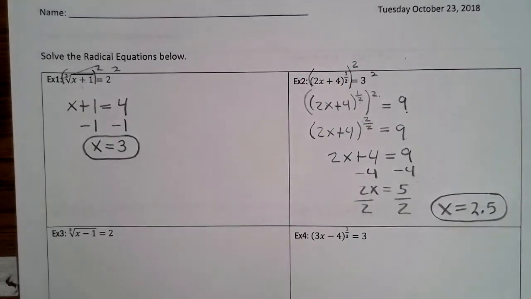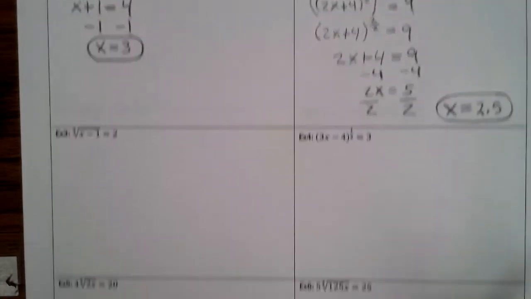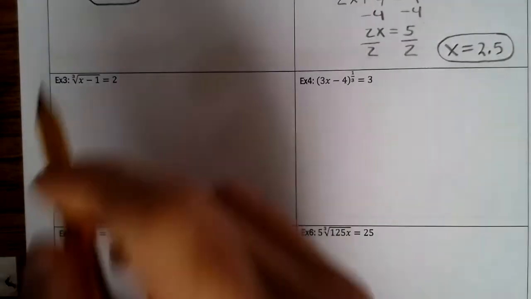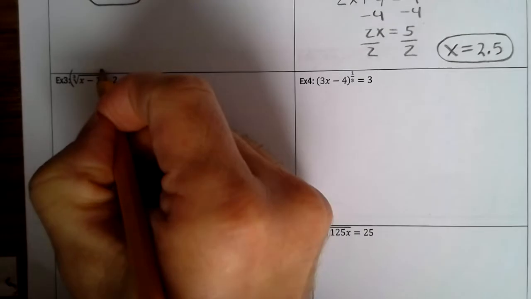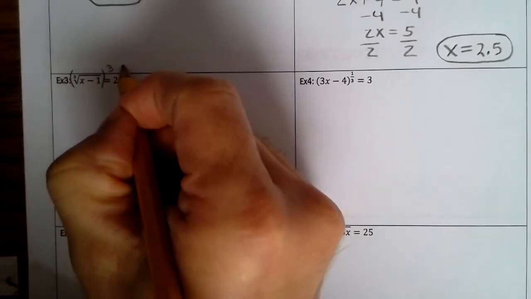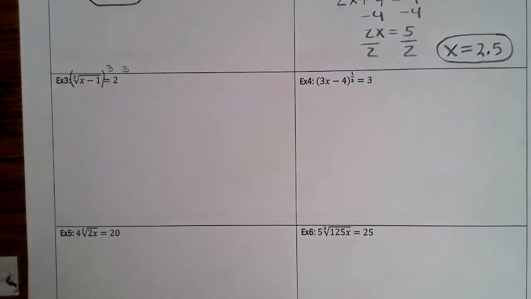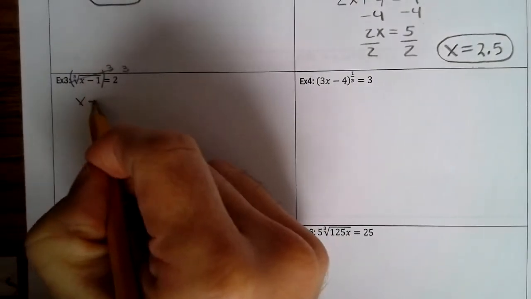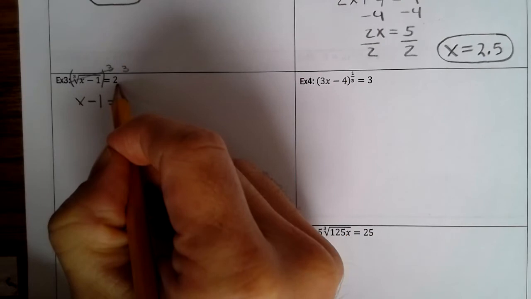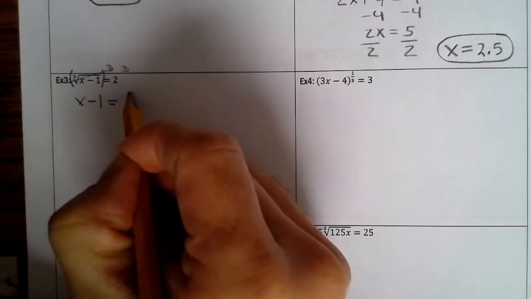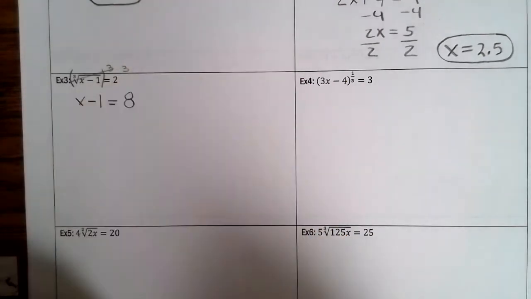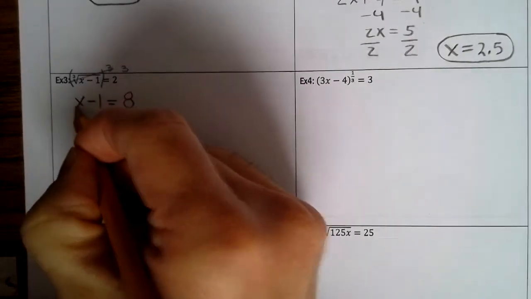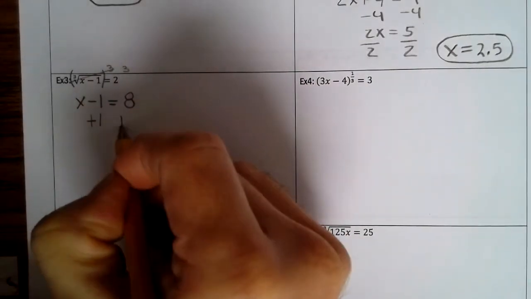All right, so let's take a look at example 3. All right, so the index is 3, so you're going to cube both sides. This becomes a power of 1, so you get x minus 1. 2 to the 3rd power is 8. Add 1 to both sides, so x equals 9.